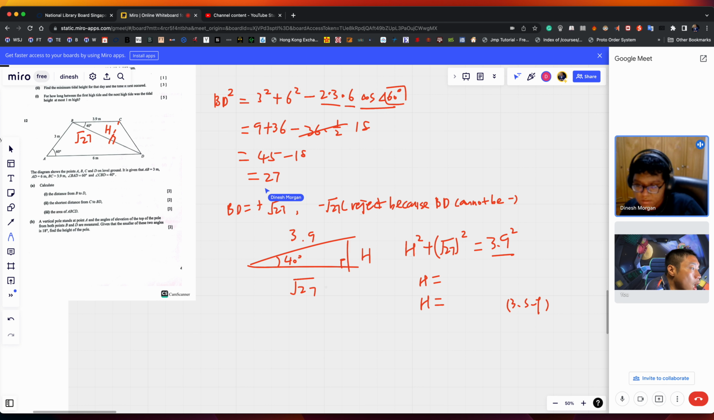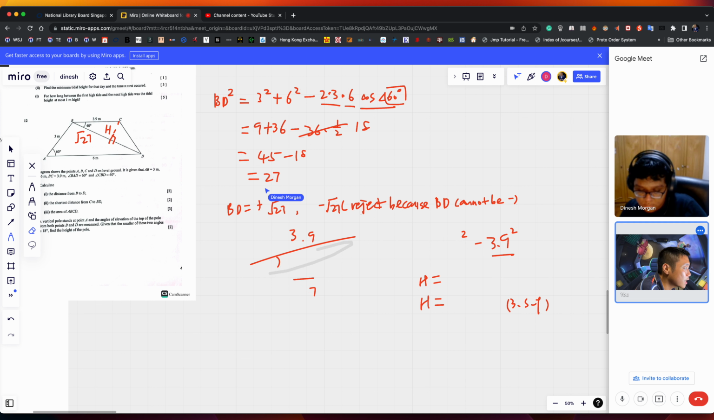Square root 27 squared is... okay, 27. I made a mistake, so you have to use trigonometry. I'm so sorry. Yes, square root 27 is not the entire length, it's not this length. Thank you, it's the whole thing. My brain doesn't function very well. So we can't use Pythagoras' theorem.